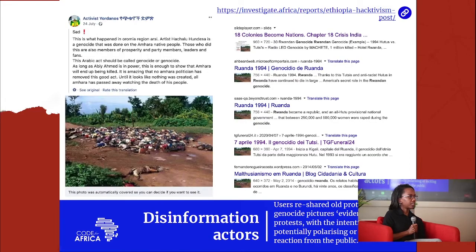And another image that we found, again in the Oromia region, was saying that this act should be called genocide. As long as Ahmed is in power, this is enough to show that Amhara will end up being killed. Then there was an image of some people on the ground, and we did a reverse image search and found that it was from the Rwanda genocide in 1994. So this is how disinformation actors try to pick the thing that they know people will find most emotive, that will emotionally move or trigger them, and use it and play it out in all these different ways.